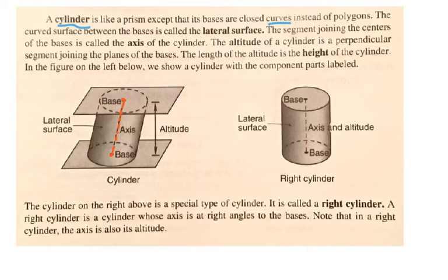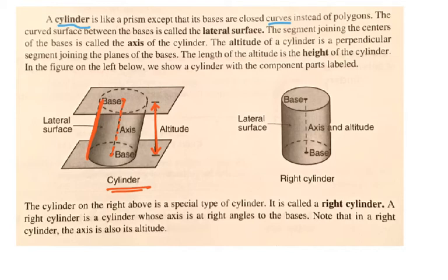The altitude of a cylinder is a perpendicular segment joining the planes. So like we talked about the altitude with the prisms, the altitude also is the distance between the plane that each of the bases is sitting on. Then the length of the altitude is the height of our cylinder. So in this one, this is a regular cylinder, but it happens to be leaning. So this lateral surface is a little bit longer of a distance between the two than the altitude, because the altitude is straight up and down between those planes.